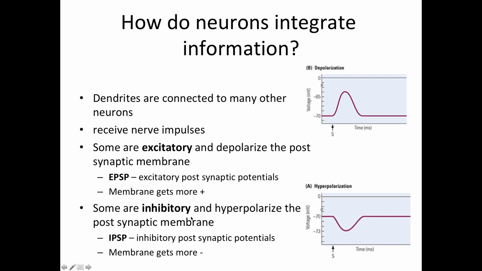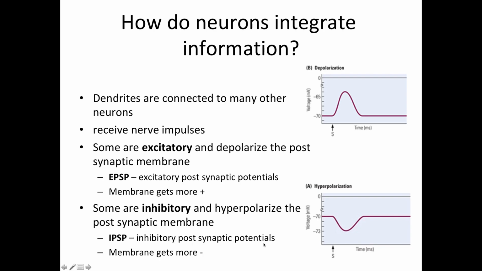They can also be inhibitory, and they can hyperpolarize the postsynaptic membrane. We talked about this a lot. Hyperpolarization is when it becomes more negative. When it becomes more negative, the cell is less likely to fire an action potential because the threshold is around -50, so it's going away from the threshold. So we call these graded potentials IPSPs, or inhibitory postsynaptic potentials. Definitely don't forget that. IPSP stands for inhibitory postsynaptic potential.